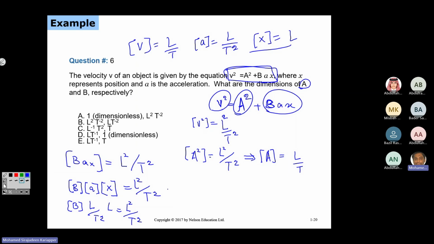There it is. Now you need to know some basic algebra. You can see that on the left hand side I have L squared, and the right hand side also has L squared, so L squared cancels with L squared. Similarly, on the left hand side we have 1 over T squared, and the right hand side also has 1 over T squared, so they cancel. So what is left is on the right hand.